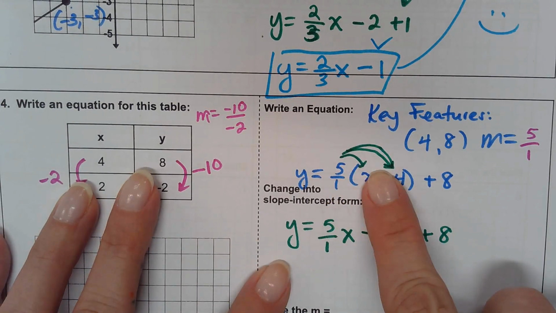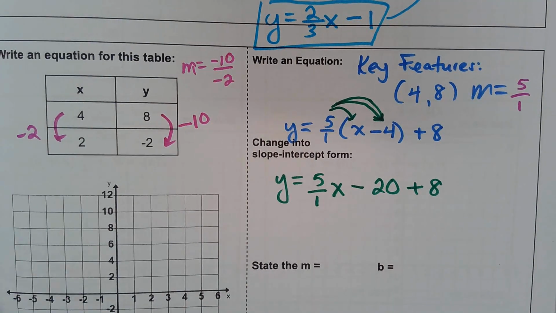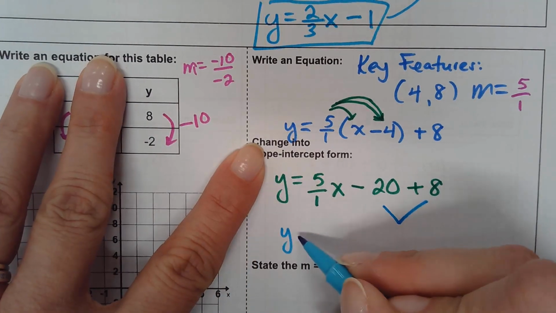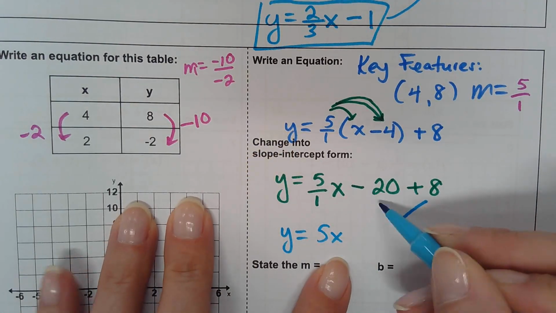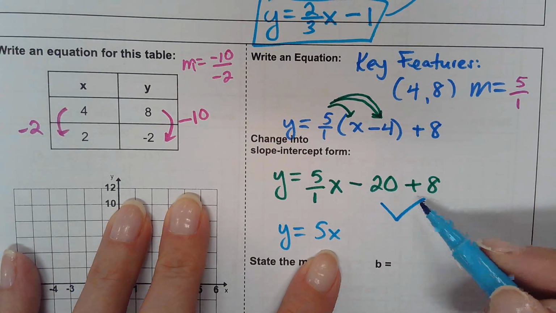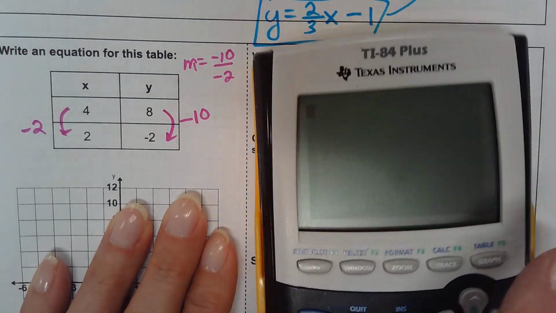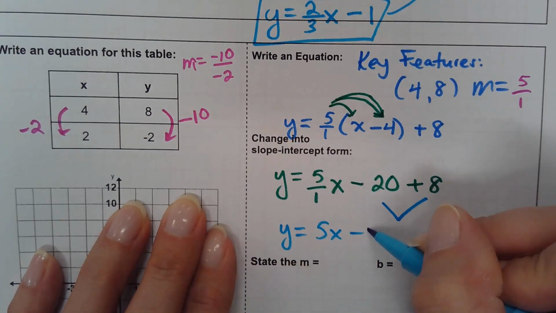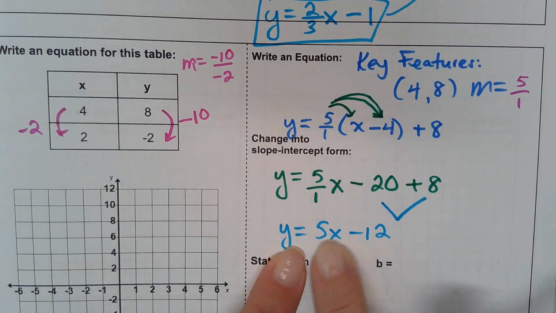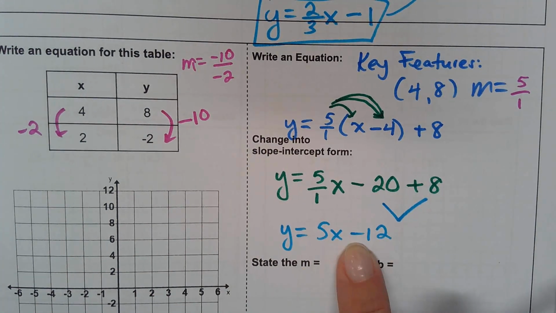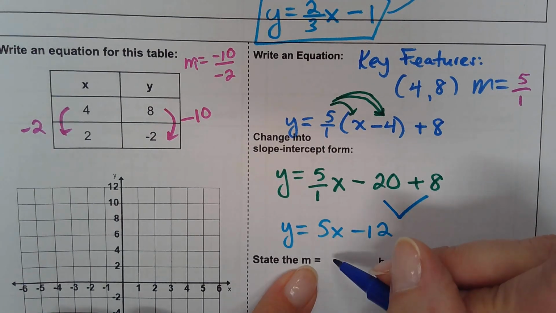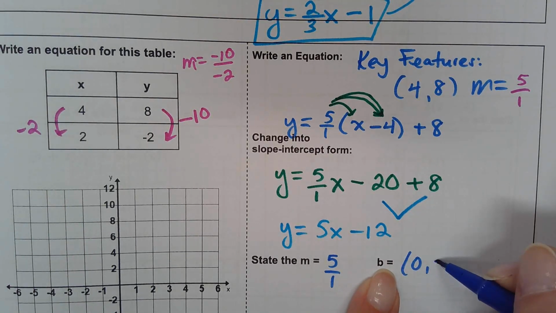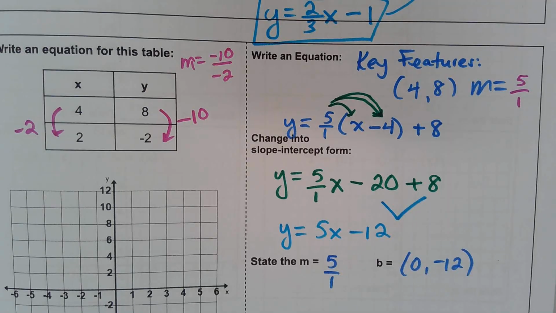And after you distribute, what is the next step? To add these like terms. So y equals 5x, and -20 plus 8 makes -12. And that is the slope-intercept form. In this form, there are 2 things we know. The slope is 5/1, and the y-intercept is (0, -12).